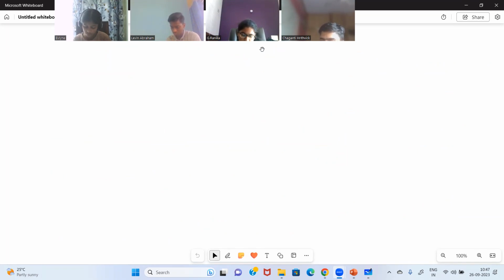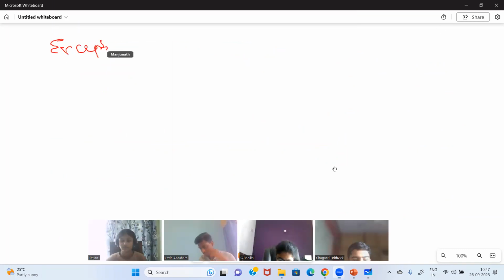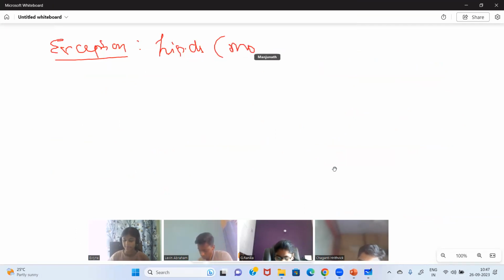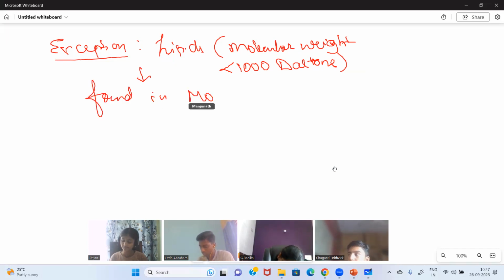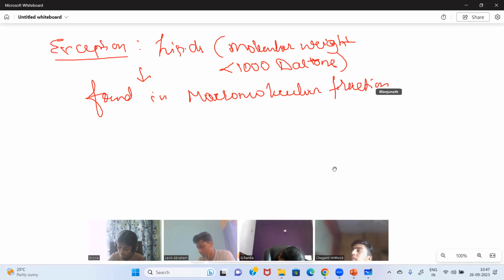So the exception is the lipids. They have a molecular weight less than 1000 Daltons, but are found in the macromolecular fraction. But found in what fraction? Macromolecular fraction.